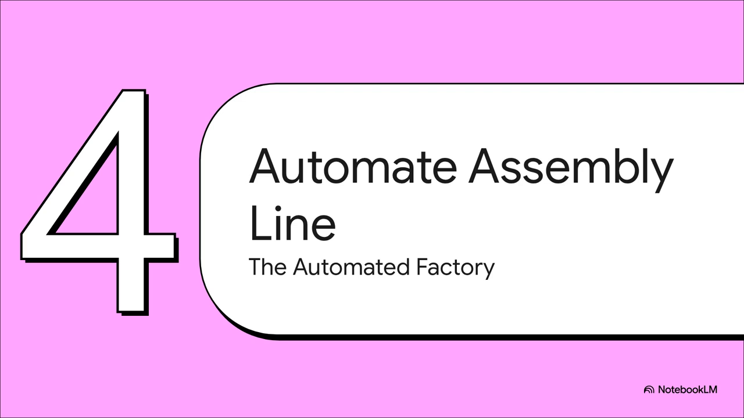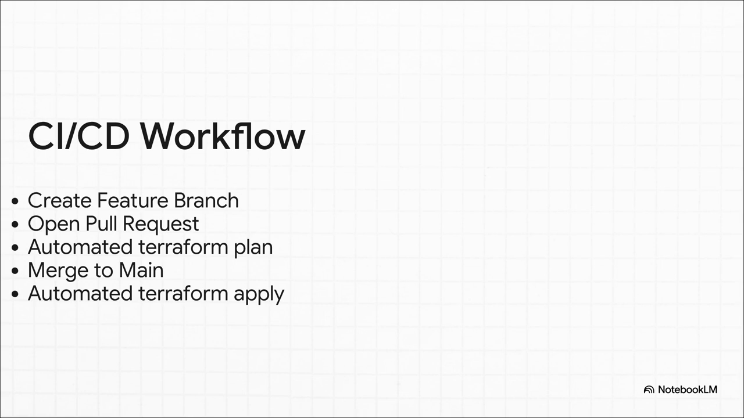Let's move to part 4, automating the assembly line and building the automated factory. Okay, so we've got our secure physical structure built out. But here's the thing. If you have humans manually typing commands into a terminal to deploy infrastructure, mistakes are absolutely going to happen. It's just human nature. But bringing in a CI/CD pipeline, like GitHub Actions, replaces those manual commands entirely.